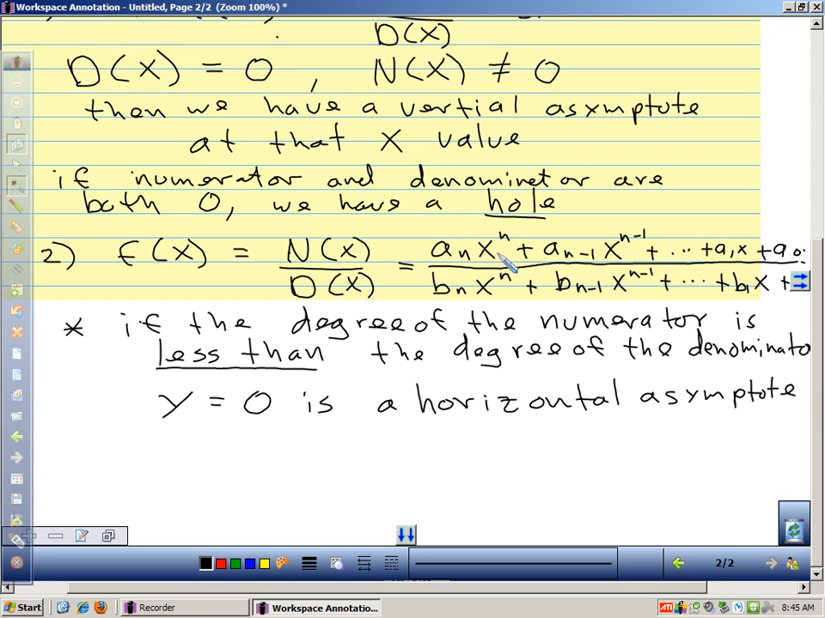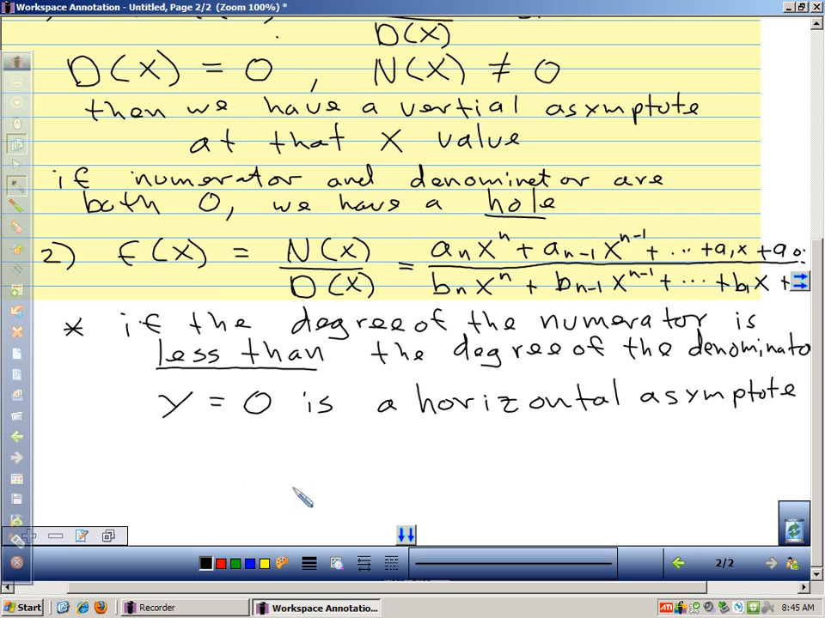So we need to look at the degree of the numerator and degree of the denominator. If the degree of the numerator is less than the degree of the denominator, then y equals 0 is a horizontal asymptote. And that tells us that eventually our graph is going to get close to 0. As x gets very large or x gets very small, our function is going to get close to 0.